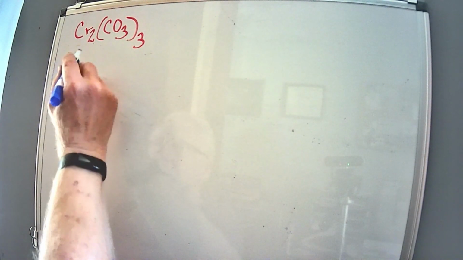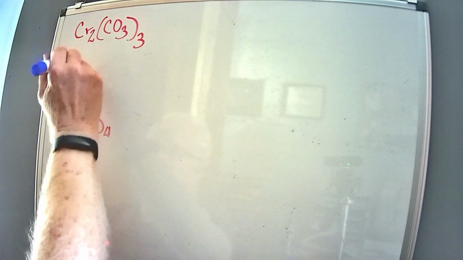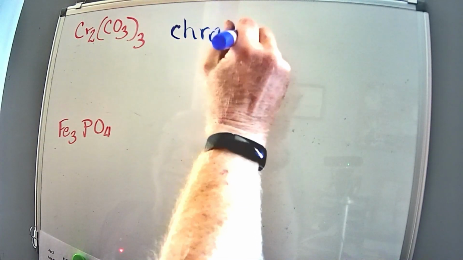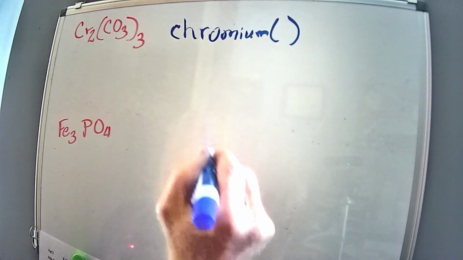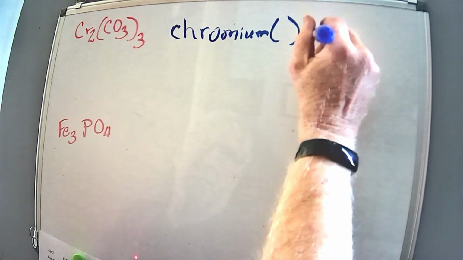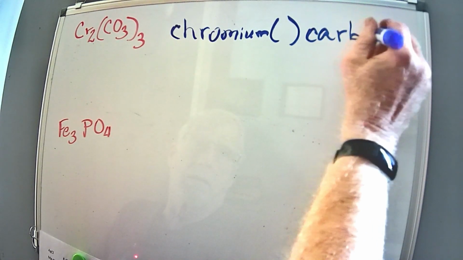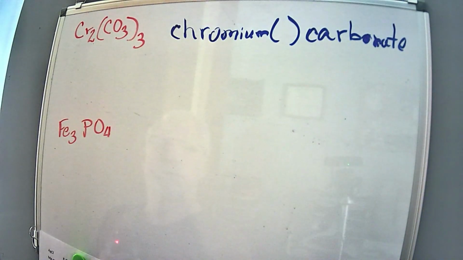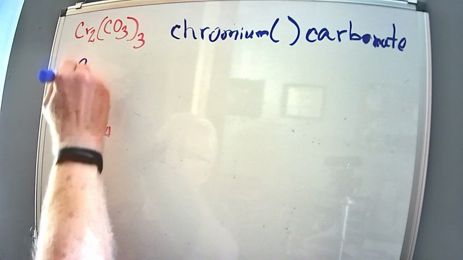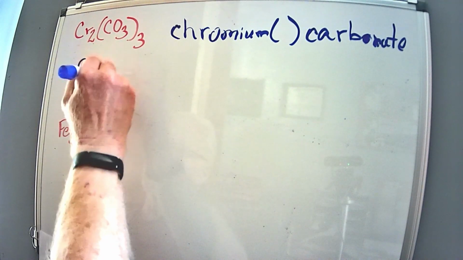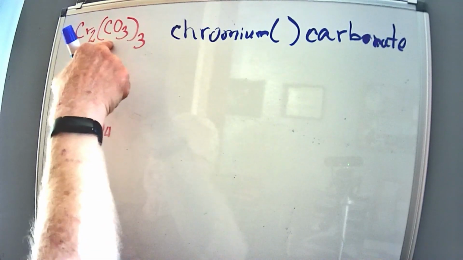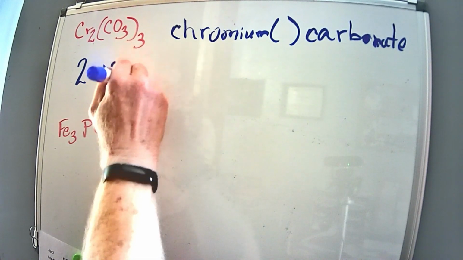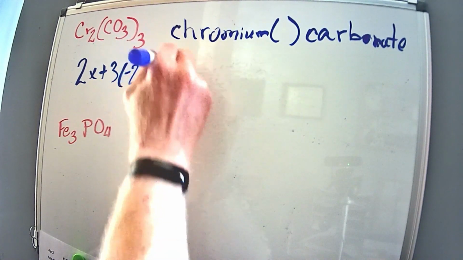Alright, so our next one has chromium ion, which has multiple charges, so we're not sure which one it is. So it's chromium, and leave open parentheses. CO3 is the carbonate ion. So there are 2 chromium ions, which we don't know the charge of. There are 3 of the CO3s, 3 carbonate ions. Charge on carbonate is a 2-. The whole thing has to equal 0.